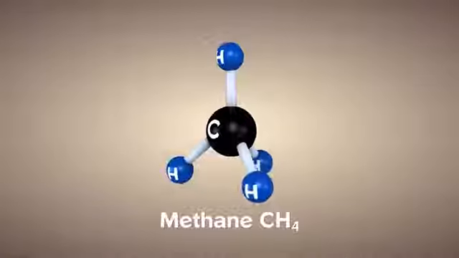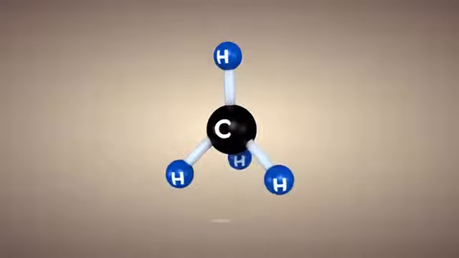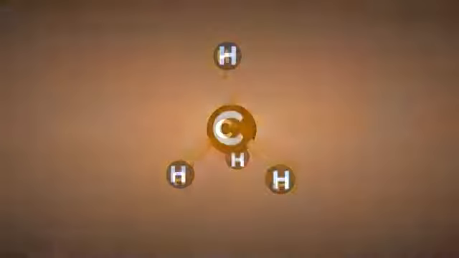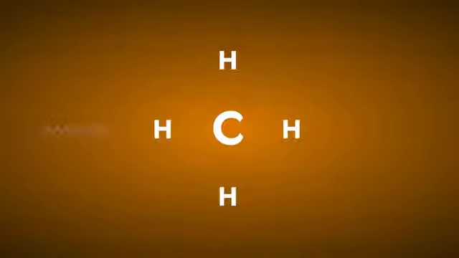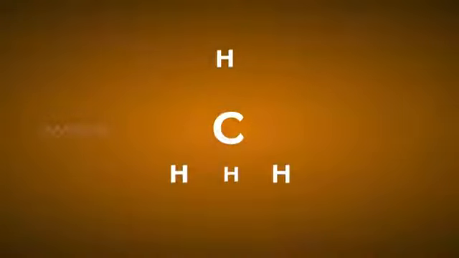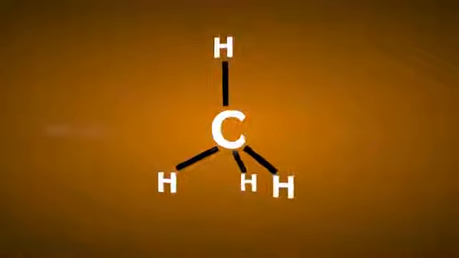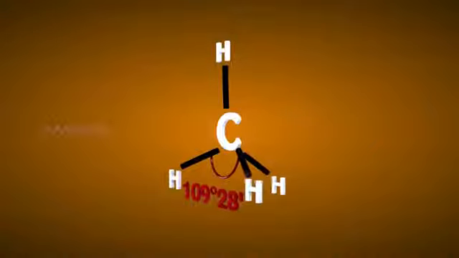Methane is the first member of the alkane family. In the formation of methane, the carbon atom has shared all the 4 electrons present in its valence shell with the electrons belonging to 4 hydrogen atoms. Thus, in methane, carbon is linked to 4 hydrogen atoms by covalent bonds. In methane, the HCH bond angle is 109 degrees 28 minutes.